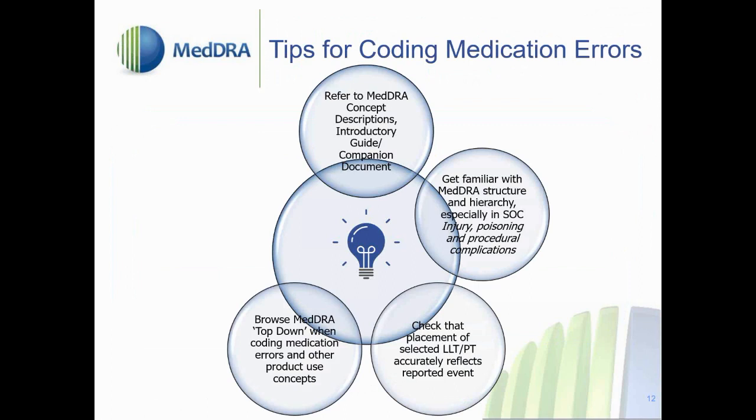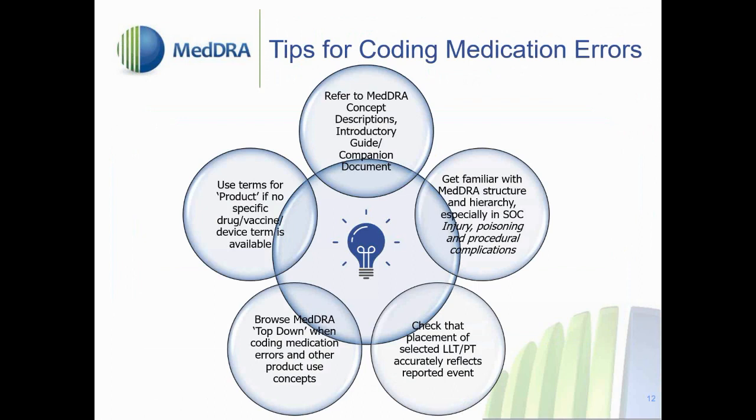Once you have found a potentially appropriate LLT and PT for the reported incident, check the placement of the selected LLT, PT and whether this really accurately reflects the reported event. Always check the hierarchy. It is best to search the MedDRA hierarchy top-down when coding medication errors and other product use concepts, unless you are already very experienced in coding such incidents, such occurrences. And finally, if you can't find a specific term for medicines or vaccines or medical devices, look out for a product term that would be suitable for your coding task, because you can replace terms like medicine, drug, vaccine, or device by product. If you find a suitable product term, use it.